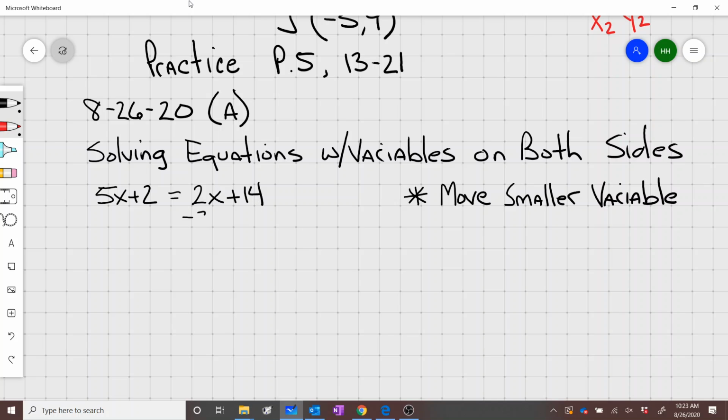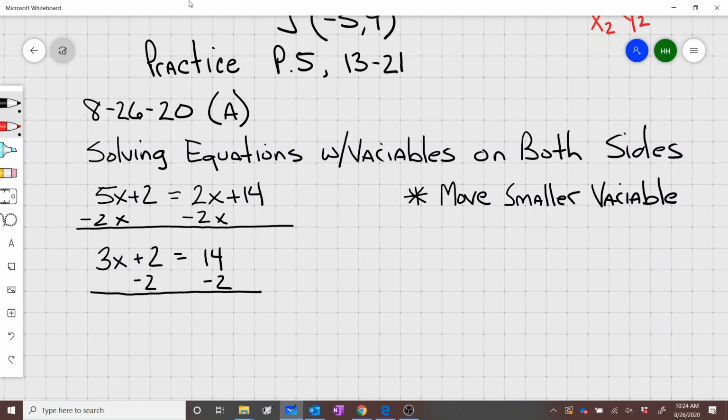So when we move it, we subtract 2x from each side, because that eliminates it from the right side. So we get 5x minus 2x, which is 3x, plus 2 equal to 14. And once again, after the first step, it looks like the problem we did on the first day, right? So subtract 2 next. And 3x is going to equal 12. And then divide by 3. The 3's will cancel. And x is equal to 4.